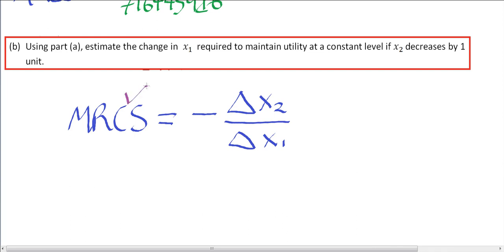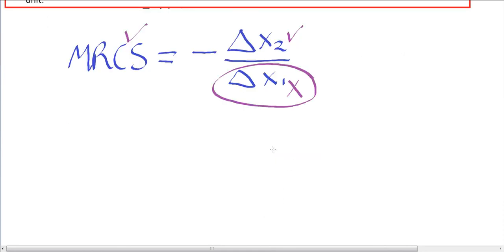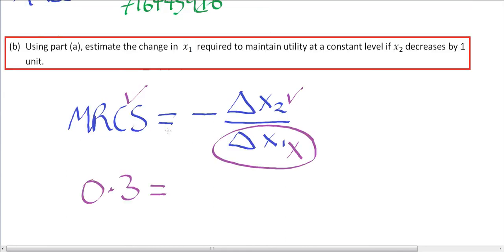So I know the MRCS. What did they say? Estimate the change in x1. So I don't know that. Required to maintain utility at a constant level if x2 decreases by 1 unit. So I know that. So I'm going to be looking for that there. Okay, so let's sub in what I have. I know from the previous question MRCS was 0.3 equals the minus the change in x2. The change in x2 was decreased by 1 unit, or in my case, remember I renamed these variables. That was the change in y over the change in x. If you renamed the variables, that makes sense to you. If you didn't, that doesn't make any sense to you.